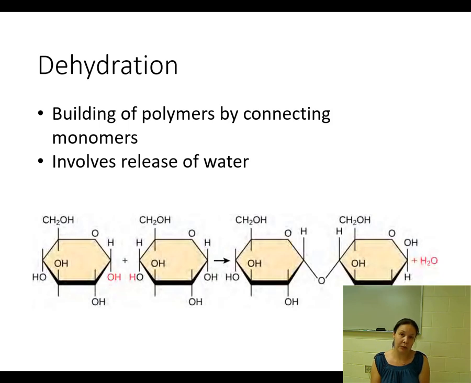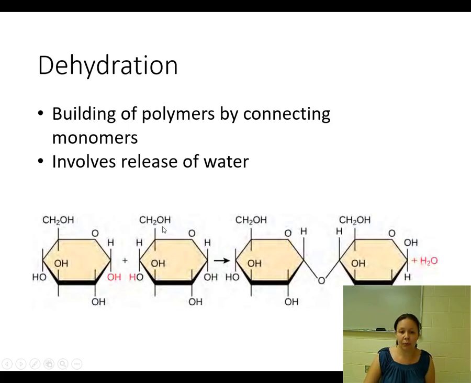We have carbohydrates, lipids, proteins, and nucleic acids, and they all have different names for their building blocks that you put together and build into the larger form. And that's why we just use the general term polymer and monomer. So dehydration is the term for building these polymers, so building carbs, building lipids, by connecting smaller pieces called monomers together.